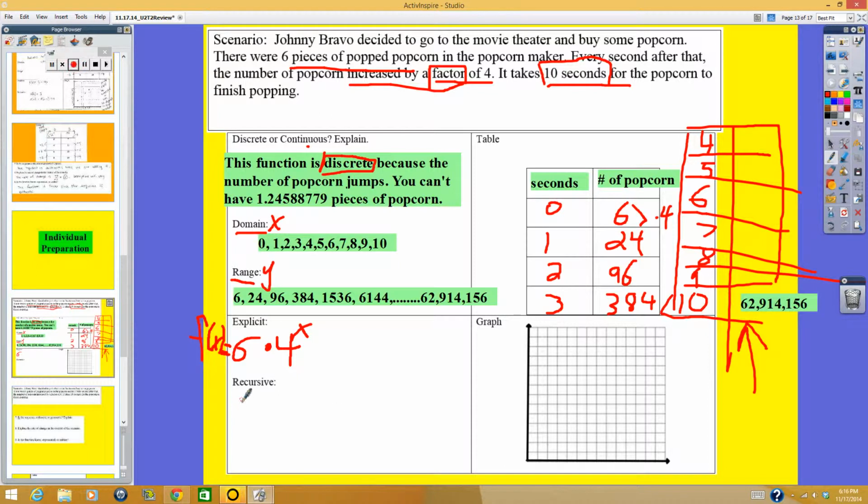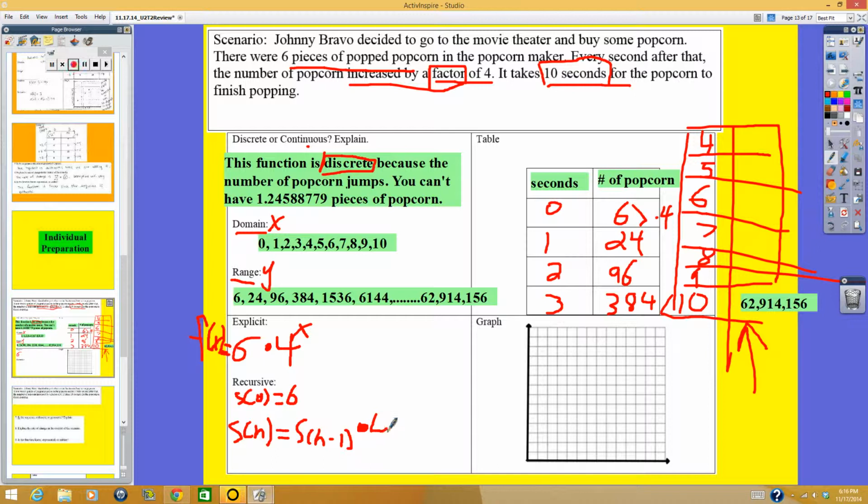Recursive. 2 parts are needed for this. 1, you need to tell me what step 0 equals, which in this situation is 6, right? 2, you need this setup, like s of n equals s of n minus 1. I know that looks like an h, but I don't feel like fixing it.